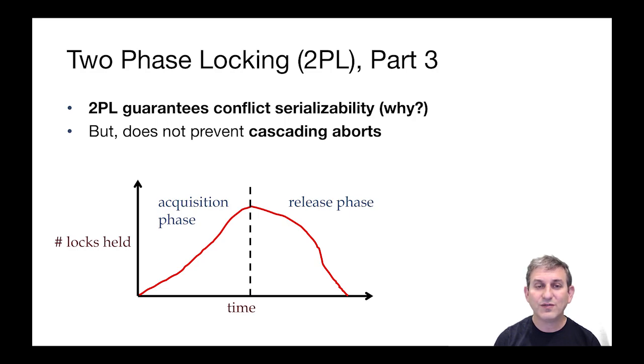We call that the acquisition phase. And at some point, it's got the most locks it's ever going to have. That's the dotted line in this picture. And then it releases a lock. From now on, because of two-phase locking, it can't acquire any new locks, and so it slowly releases locks until it has none left. And we'll see that two-phase locking guarantees conflict serializability. Why? Well, we'll discuss that on the next slide. But two-phase locking has a problem, which is that it does not prevent cascading aborts. And we'll discuss what that means on the slide after.